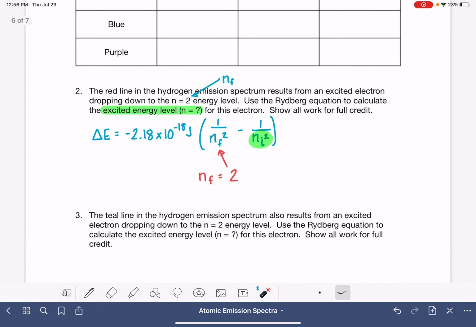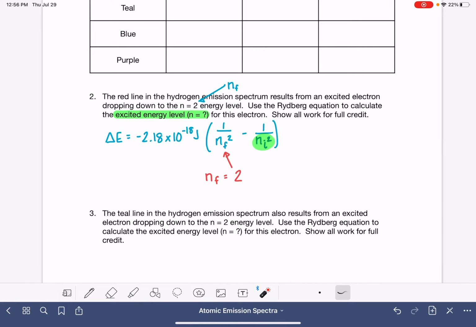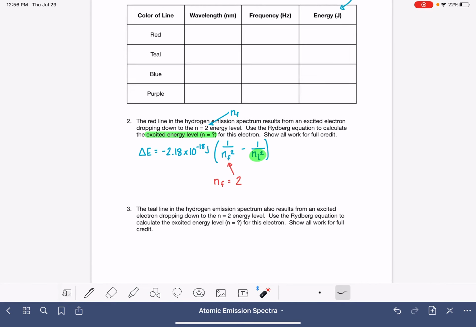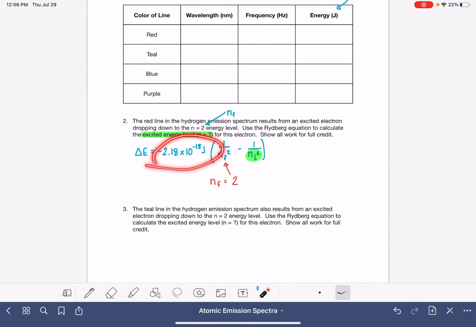The teal line also has n final of 2. They both go down to the n equals 2 level, but they're not going to be the exact same number because they will have different energy. Excuse me, I circled the wrong thing. The energy value for the red line is not going to be the same as the energy value for the teal line. The data here should work out to be pretty decent whole numbers.